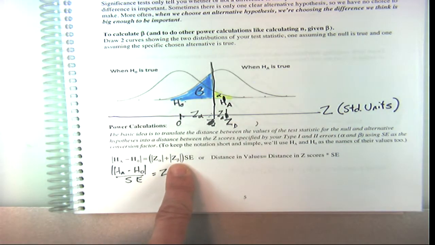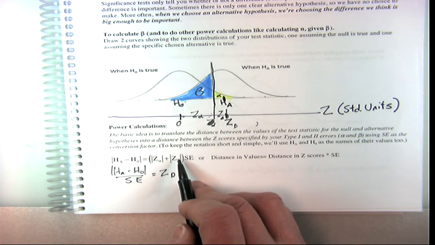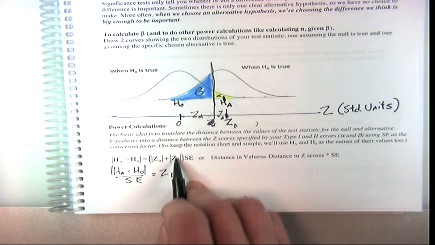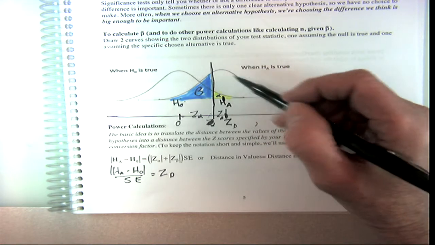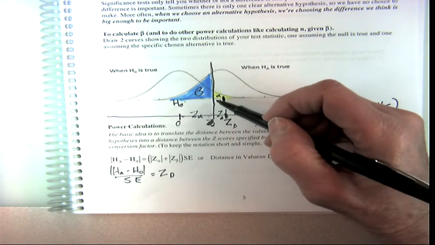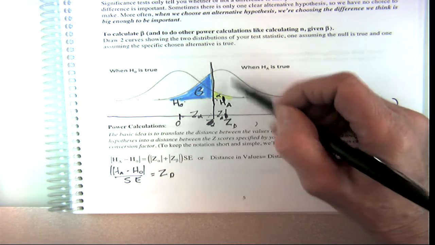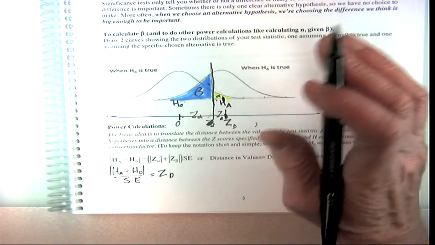So basically what we're going to do is solve for z beta, and once we get the z-score, we can look it up and figure out the area. So on this curve, we're going to figure out that area. Once we know that z-score, how far it is from there, we can get a middle area and we can get that tail. So that's what we're going to do.